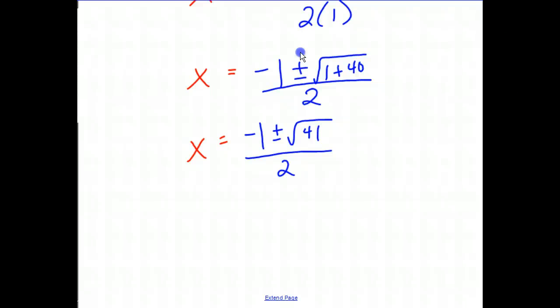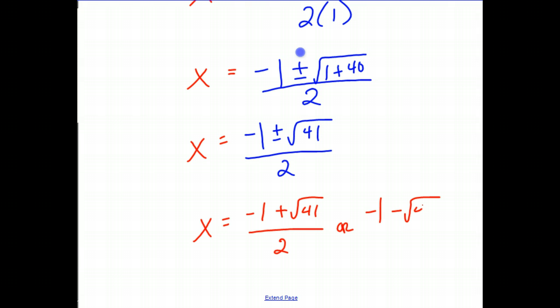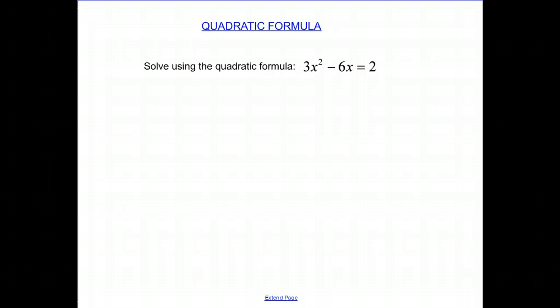So our answers, x is negative 1 plus or negative 1 minus the square root of 41 all over 2. So there's one example of what we do with the quadratic formula. Let's take a look at one more together.